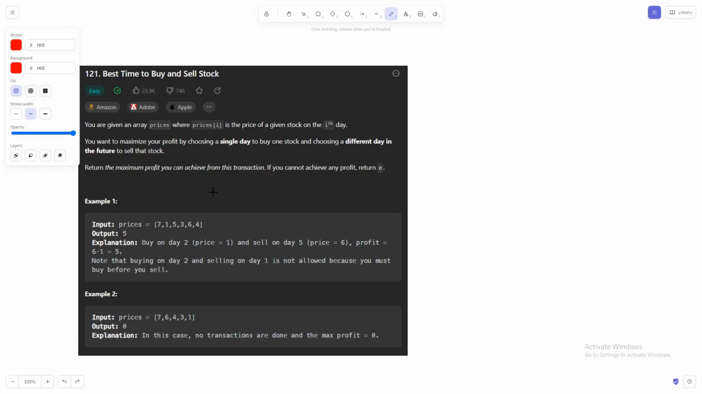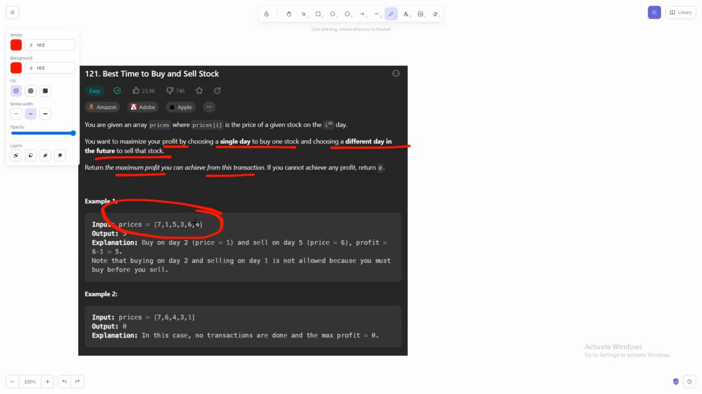So what the question is actually asking us is to maximize the profit by making one single transaction. In other words, your goal is to maximize the profit by choosing a single day to buy one stock and choosing a different day in the future to sell that stock. Now let's have a look at this example and then this will be even clearer.